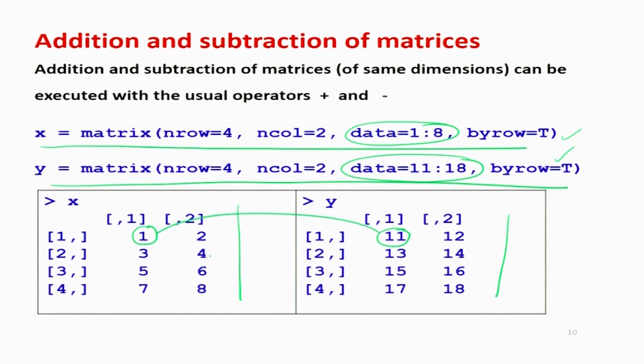Similarly, if you try to take any other element, suppose this element which is in the third row and second column in x, and the same element in the third row and second column in y, they will be operated, and similarly all the corresponding addresses are going to be operated. So, if you try to add here, then 1 and 11 are going to be added as 12, and if you subtract 1 minus 11, that is minus 10.